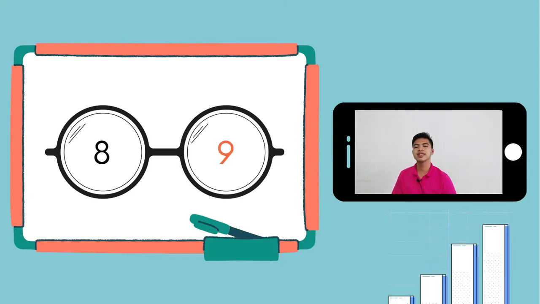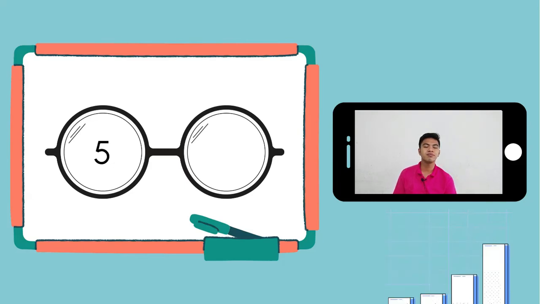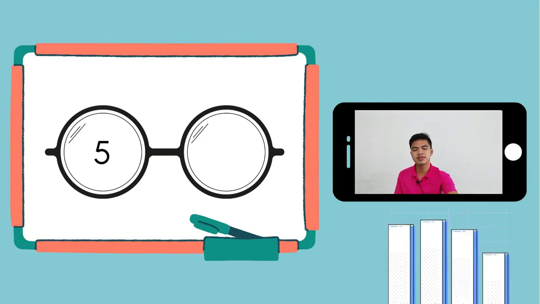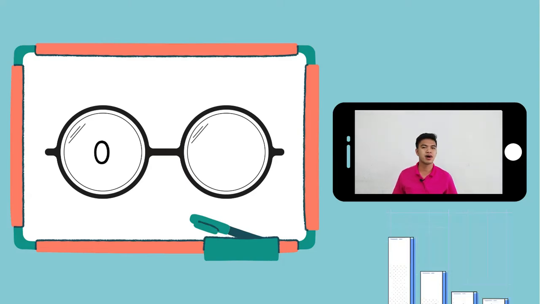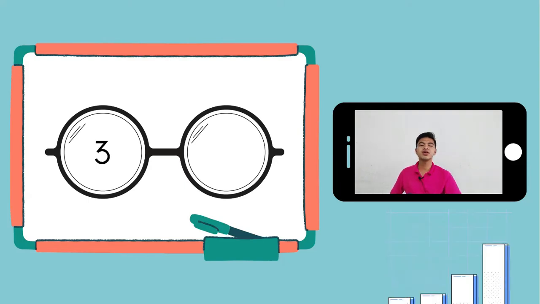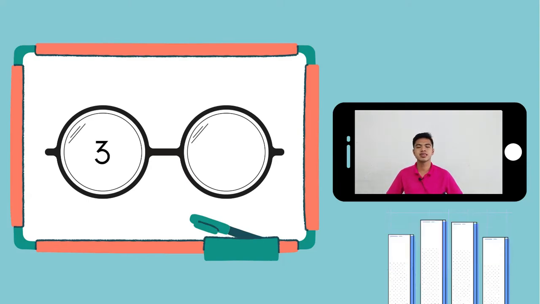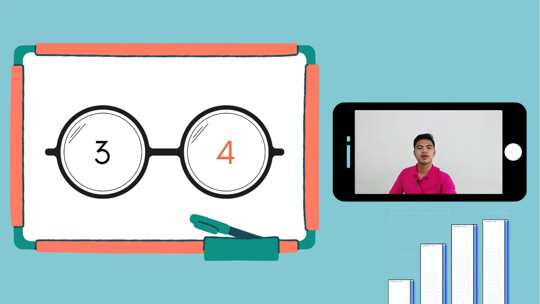Okay, so next one, 5, which is 1 bigger than 5. Very good. The answer is 6. So we're just going to write 6. And the next one, we have 0. So 0 plus 1 equals 1. Very good, kids. So here we have number 3. So 3 plus 1 equals, very good, it is 4.